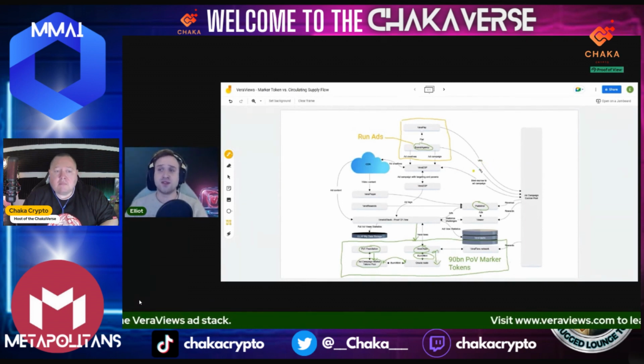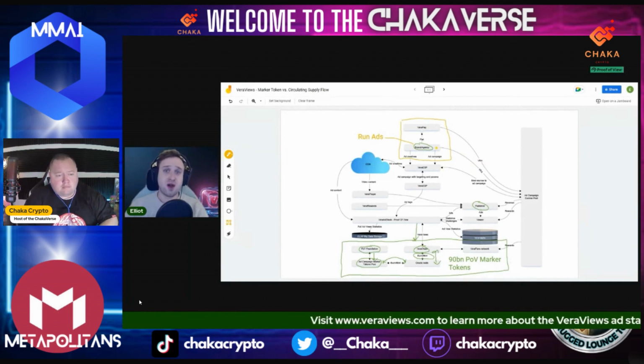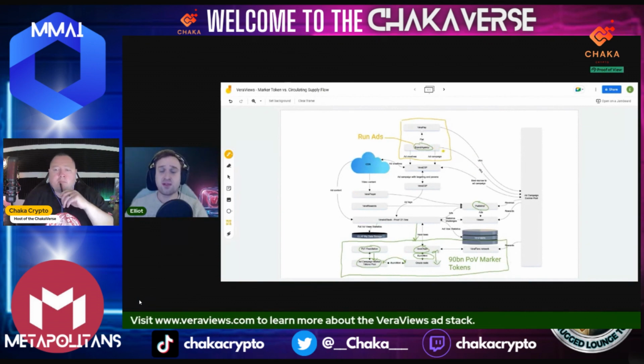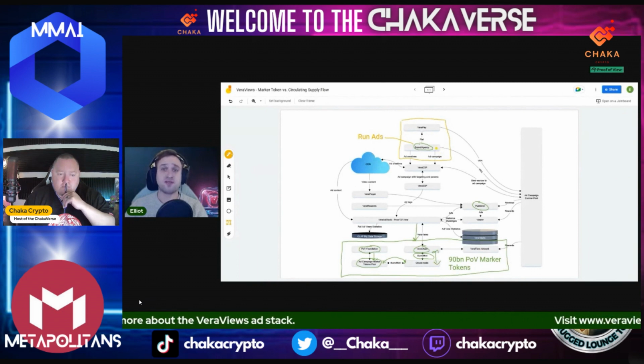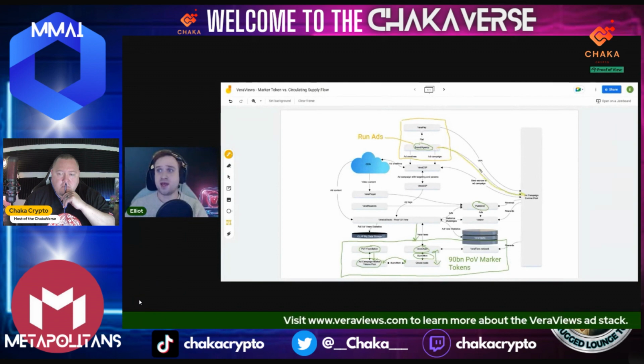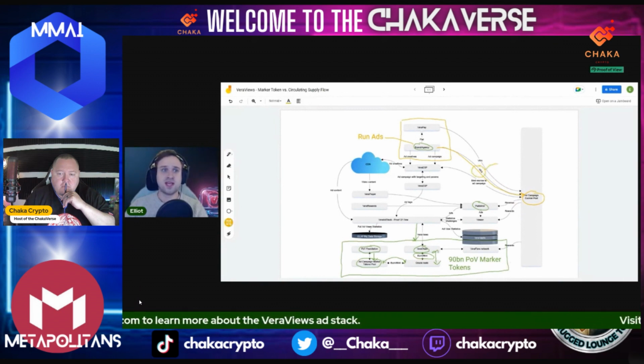They've got two options. The first option is that they purchase VRA from the market, so again, that's from the 10.3 billion circulating supply, at market value. Whatever the price of VRA is at that current time, they buy $50,000 worth and deposit it into their ad campaign escrow pool. We can see here VRA, and this is circulating supply.